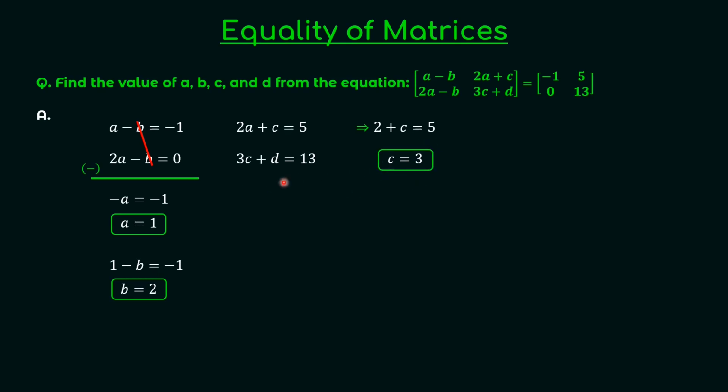And finally substituting C in 3C + D is equal to 13, we get 9 + D is equal to 13, or D is equal to 4. So therefore our required values are A is equal to 1, B is equal to 2, C equals 3 and finally D equals 4.